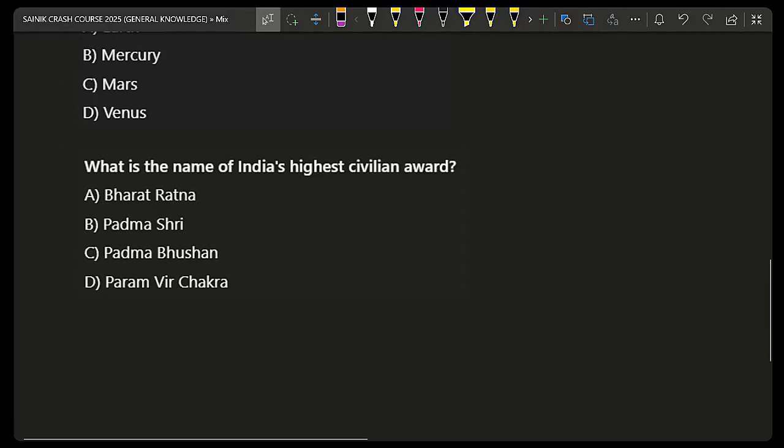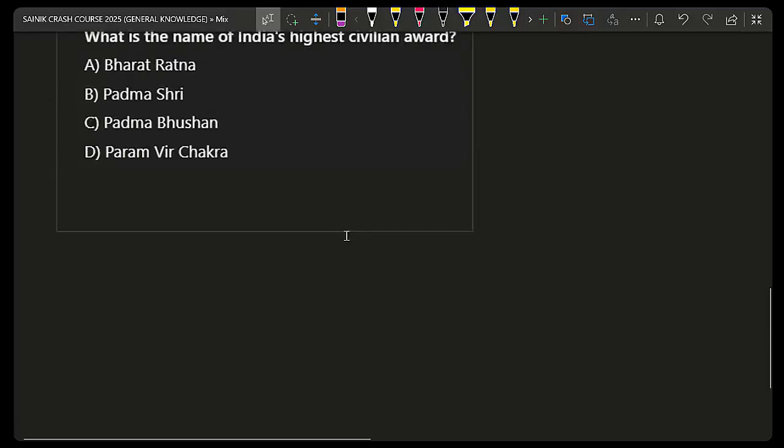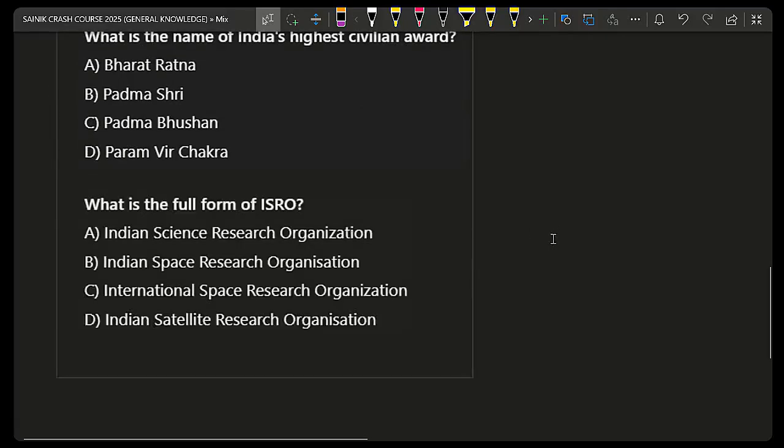Next question. It's so simple. Let's see how many of you know this. What is the full form of ISRO? Indian Science Research Organization, Indian Space Research Organization, International Space Research Organization, Indian Satellite Research Organization.